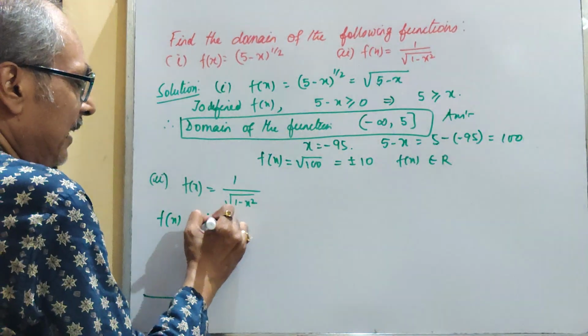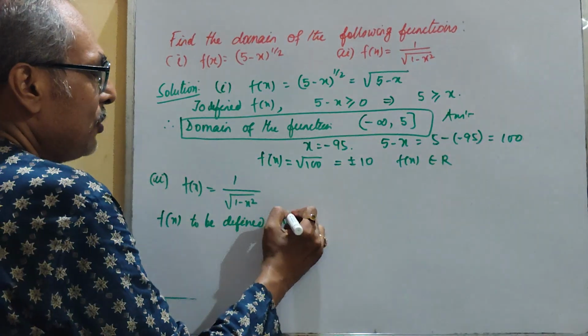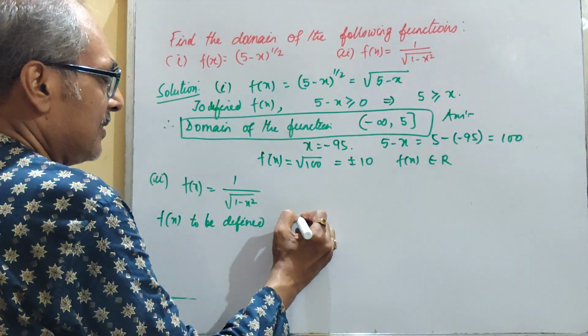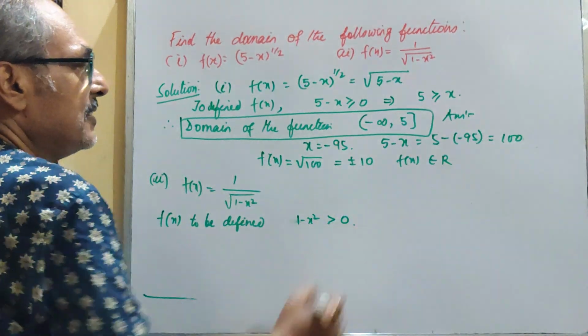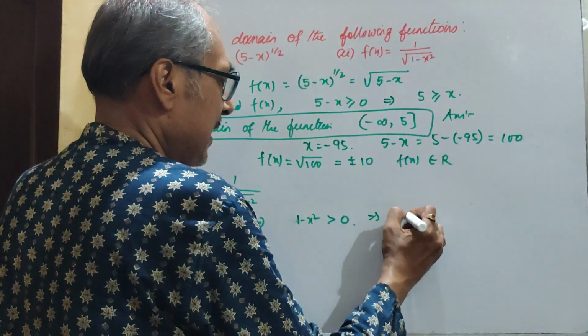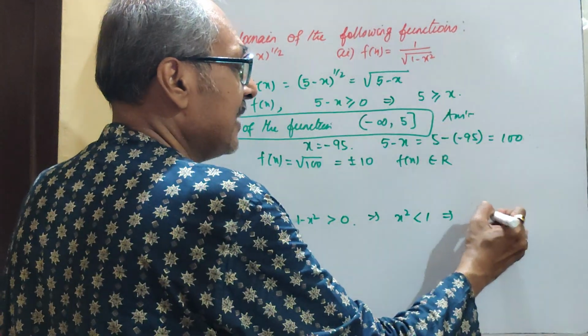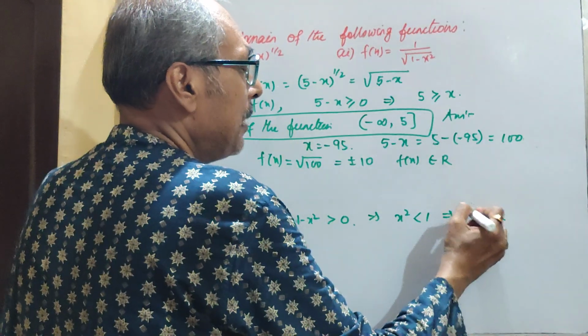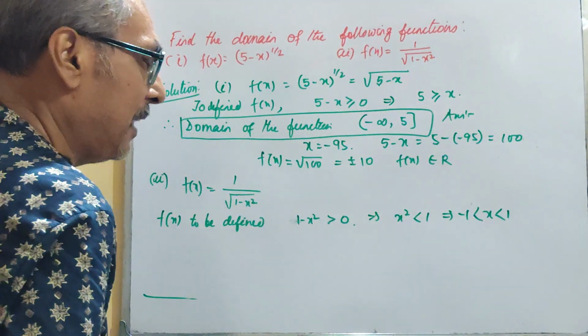for f of x to be defined, under root 1 minus x square should be greater than 0. This implies x square is less than 1. That is, x lies between minus 1 and plus 1. This is the domain of the function.